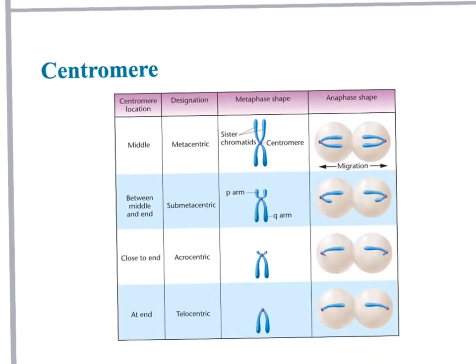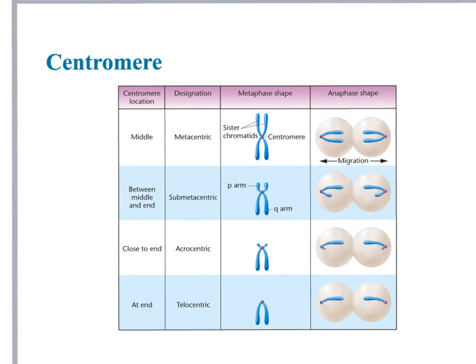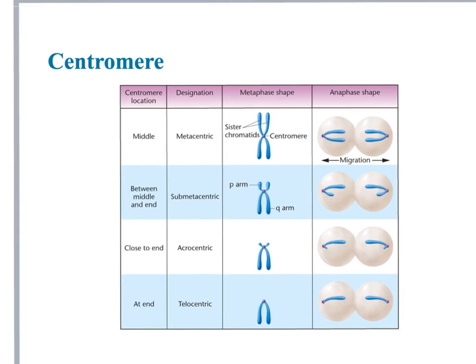So here's a little bit more about our centromere. When the centromere is right in the middle, then the designation for that pair of chromosomes would be that this pair is metacentric. And when the centromere is located between the middle and the end of a chromosome, then it's submetacentric. So metacentric's right in the middle. Submetacentric would be near the top or near the bottom.